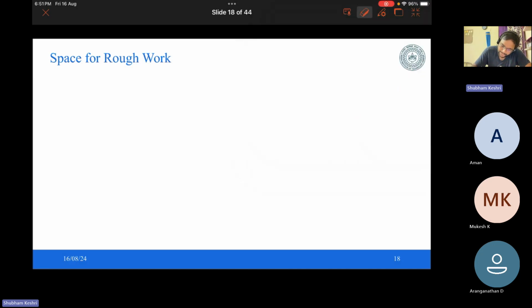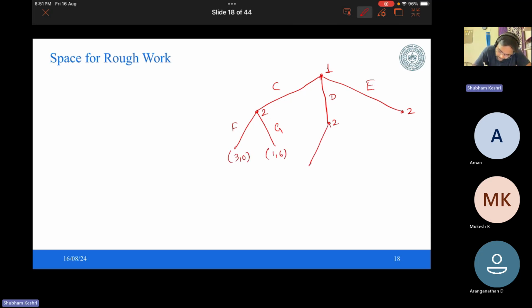Okay, sorry, I'll make more space. 1, C, D and E. 2 will play in these nodes. 2 has 2 strategies, F comma G. This is 3 comma 0, 1 comma 6. Over here also 2 strategies, H and I, 1 comma 1 and 2 comma 1. And over here J and K, this is 2 comma 2 and 3 comma 5. All right, I have written the complete game.